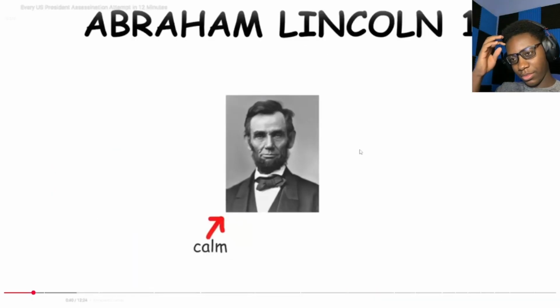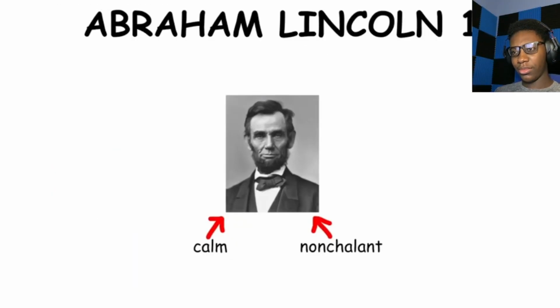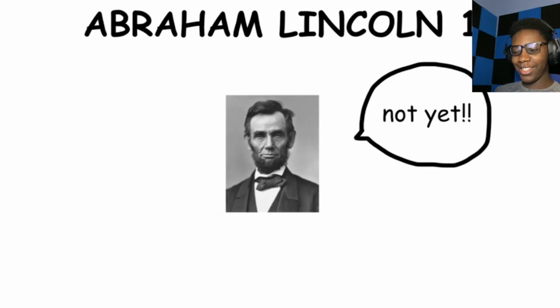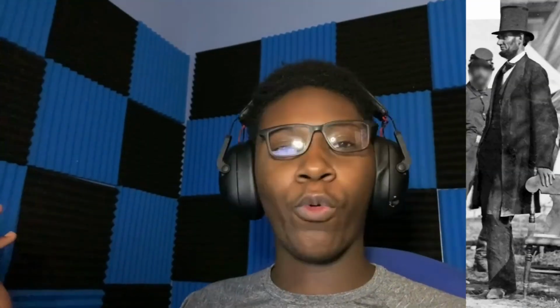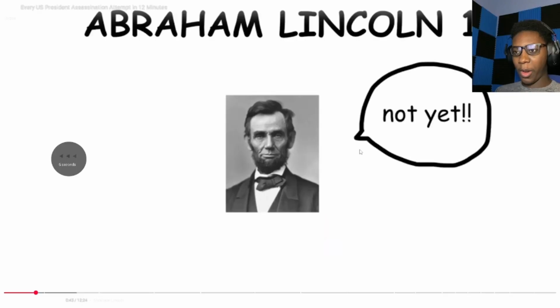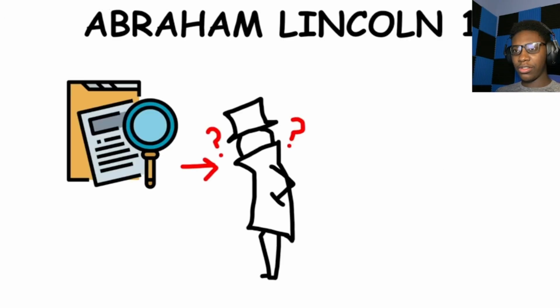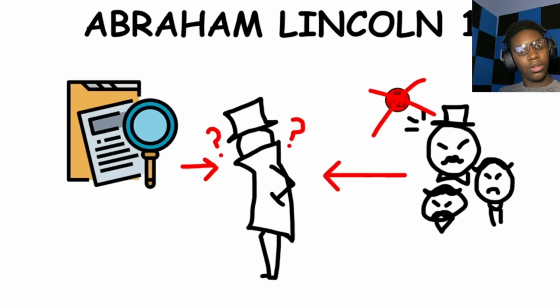Accounts of the event suggest that Lincoln was quite calm and nonchalant about the incident. Nonchalant? Of course, Lincoln would be nonchalant, right? Lincoln, he was tall. He was about 6'4", 6'5" with a hat on. And on top of that, he was nonchalant as well. Lincoln, you got it, bro. Reportedly saying that it was not his time to die. The incident was investigated, but the shooter was never identified. It was suspected that Confederate sympathizers or other individuals opposed to Lincoln might have been responsible.